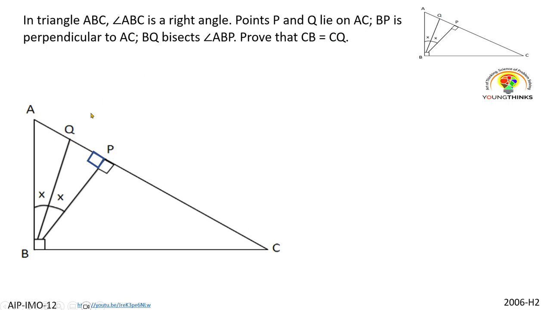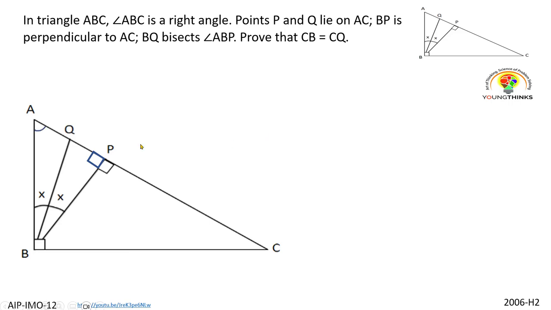And BP is perpendicular to AC. And BQ bisects the angle ABP. You have to prove that CB and CQ are equal. C to B and C to Q are both equal. That's what you are supposed to prove.